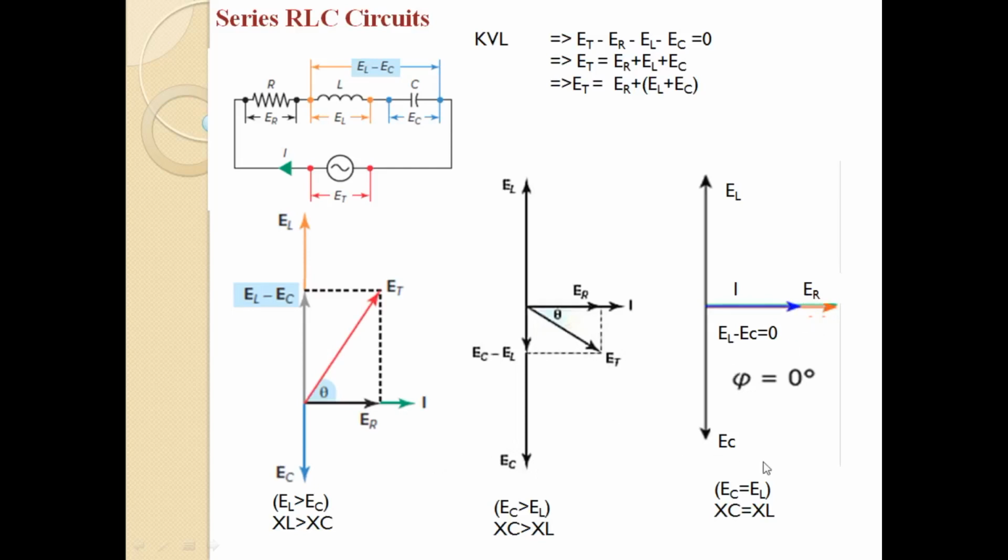So these three cases will be there in a series RLC circuit, and this particular case when XC is equal to XL, or the inductive reactance is the same as the capacitive reactance, the circuit is said to be in resonance.